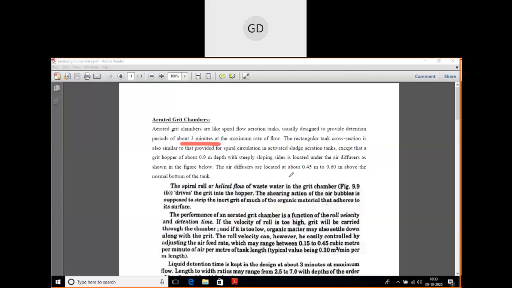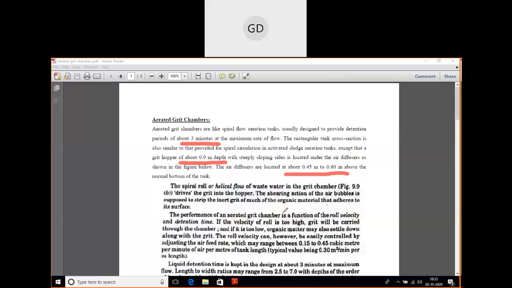What is the detention period for an aerated grit chamber? At what location are the air diffusers located? What is the grit hopper depth? You need to note all these things down for your numerical purpose. Otherwise, no one would be asking you definitions about these things. Only the design problems are important, and you should know the values.